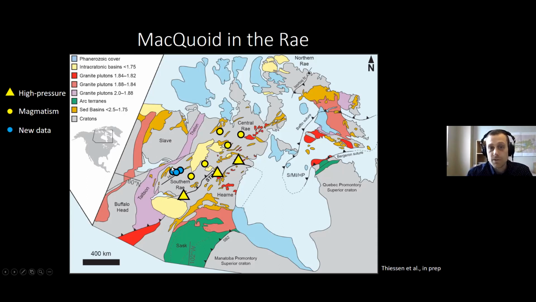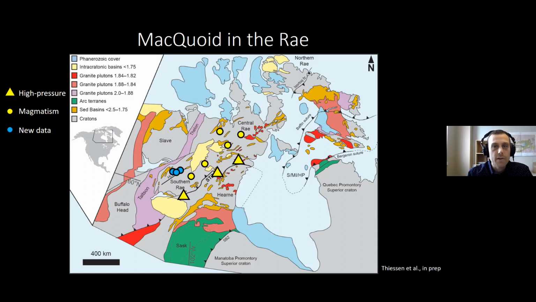Broadly speaking, this model seems to work, although there's been very little work in the South Rae to talk about, especially the western part of the South Rae, to quantify the metamorphism and related events at this time. And I'm just going to go through four new samples that I've collected, in the blue circles there, and show you how they fit into this orogenic model.